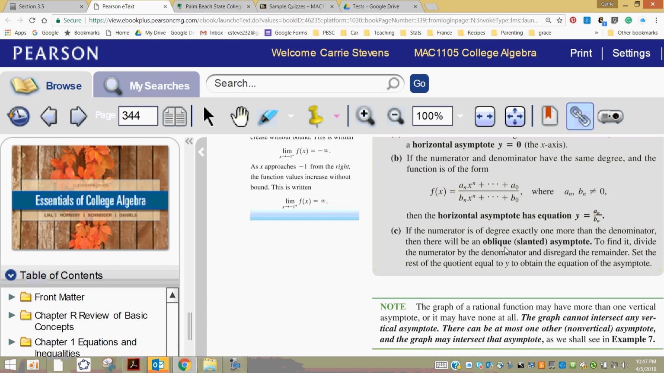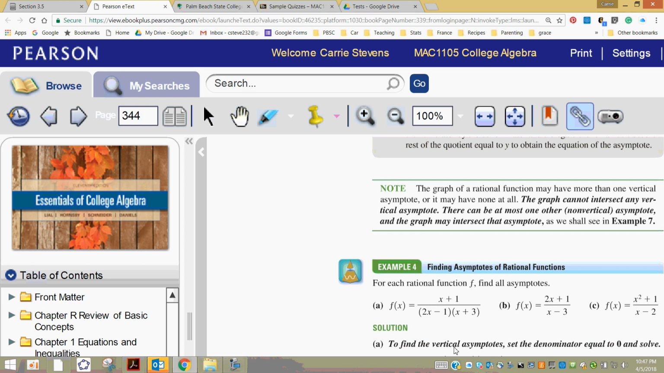C, if the numerator is exactly 1 degree more than the denominator, then we'll have an oblique or slanted asymptote. Right? So a slanted asymptote happens when you have a top-heavy rational fraction, but it also has to be exactly 1 value higher. And to find it, we divide the numerator by the denominator and disregard the remainder. Set the rest of the quotient equal to y to obtain the equation of the asymptote.